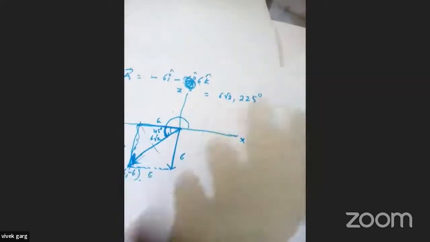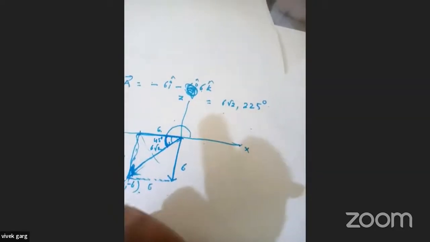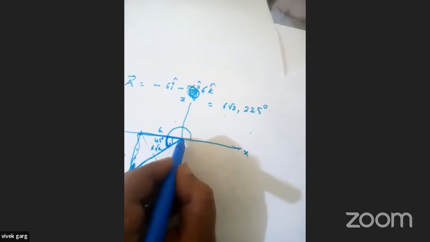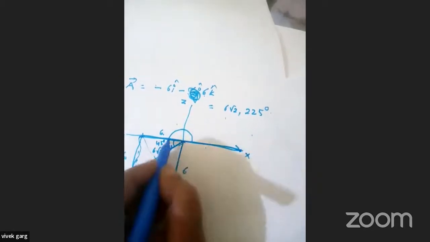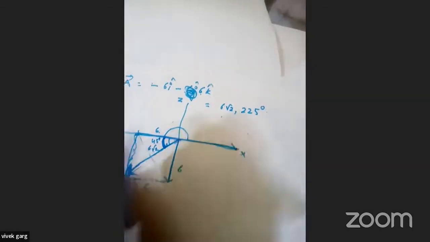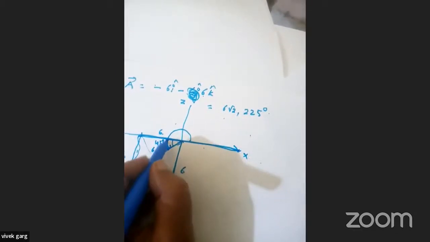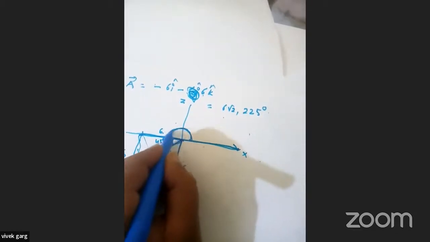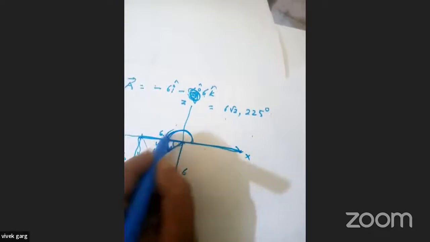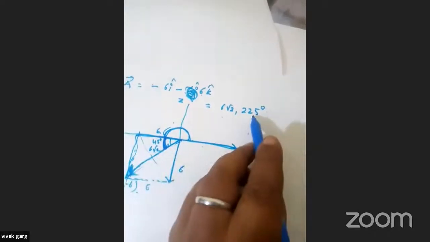Now I said that when I measure an angle, it must be from the positive x-axis only, not from the negative x-axis. Which means this angle is 45, and from here to here, it's 180 plus 45, that is 225 degrees.